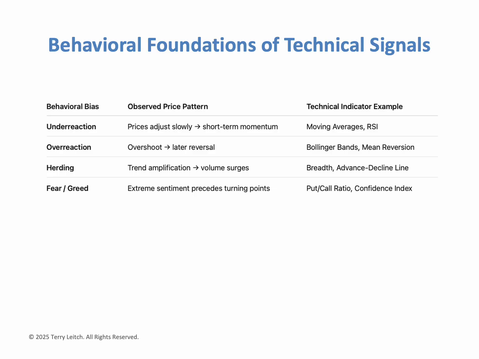Herding, we can look at breadth and advance-decline line. Fear and greed, there's the put-call ratio and there's the confidence index, okay? Put-call ratio is the number of puts bought relative to calls bought, okay? And when puts are greater than calls, it is considered to be bullish, because the people selling those are people who believe the market's going to go up and those puts aren't worth anything, okay?